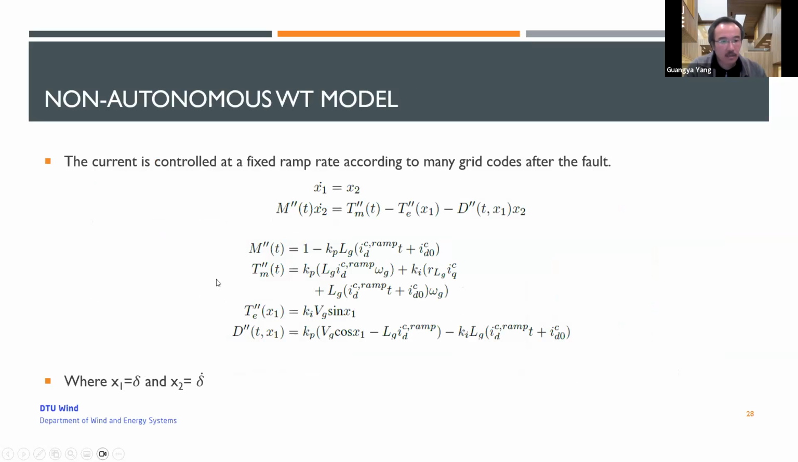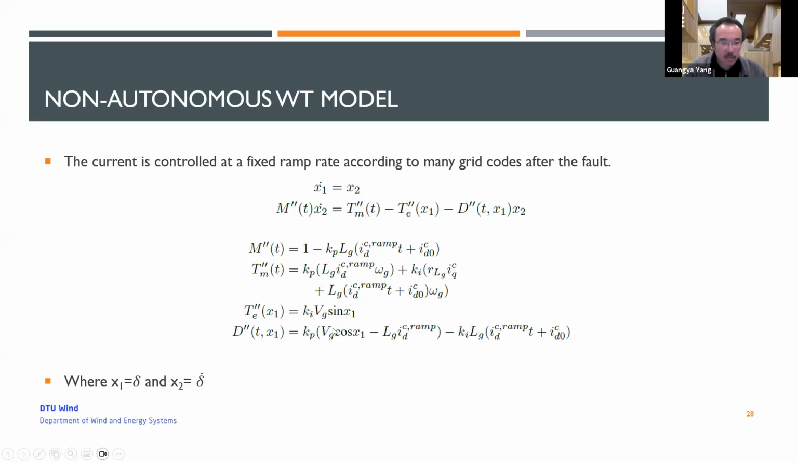the stability. For this, if we consider the ramp rate of the ID, then the previous equations need to be revised. The ID term, previously a constant, now becomes a linear function of time, with a ramp rate that is given by the grid code requirement, and then you have a modified set of equations for such a system.